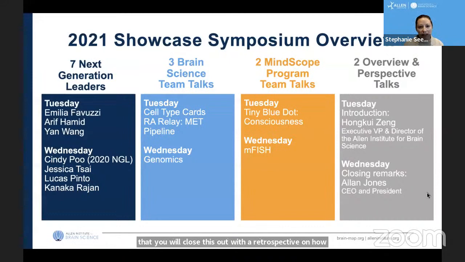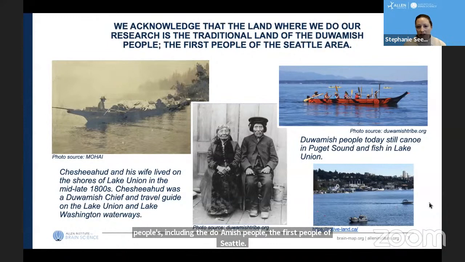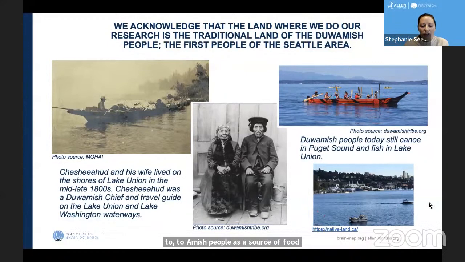Finally, I want us all to take a moment to acknowledge that no matter where you are watching from, you are likely on Indigenous land. At the Allen Institute, we acknowledge that the land where we do our research is the traditional land of the Coast Salish peoples, including the Duwamish people, the first people of Seattle. The Allen Institute sits on the shore of Lake Union, a body of water important to the Duwamish people as a source of food and travel, both historically and today. We honor the Duwamish people's enduring rights to this land and that of Indigenous peoples around the world.